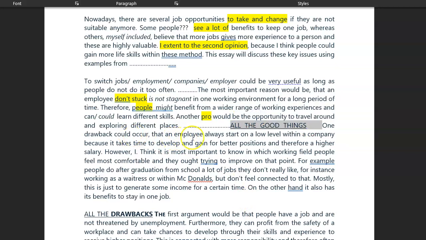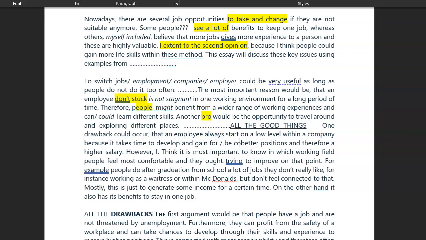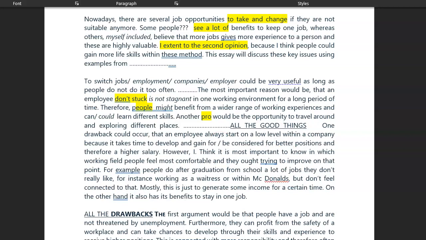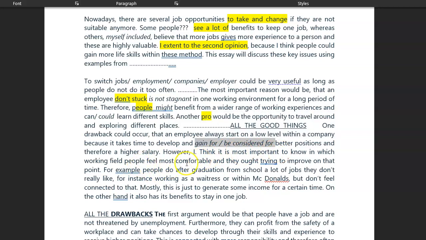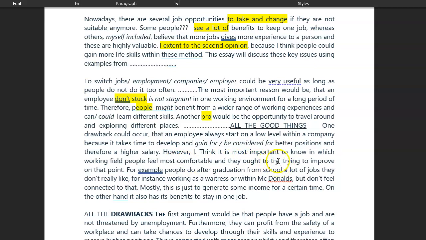Okay? The drawback, an employee always starts, or usually starts on a low level within the company because it takes time to develop and gain, to be considered for better positions and therefore a higher salary. Good. However, I think it is most important to know in which working field people feel most comfortable, and they ought, it would have to be to try to improve on that point.